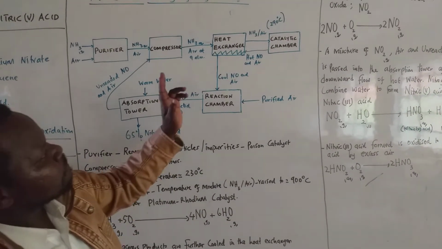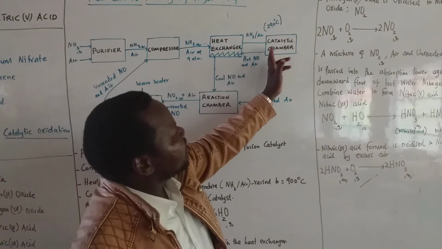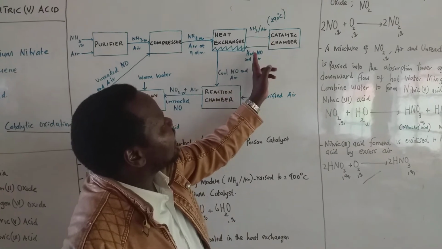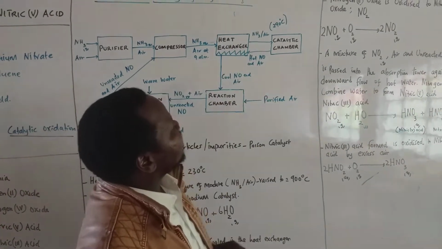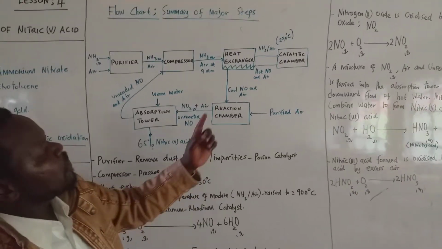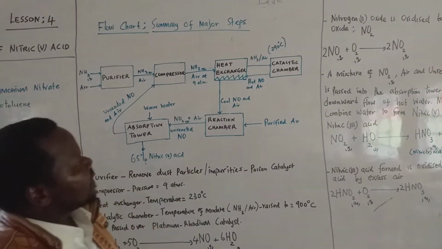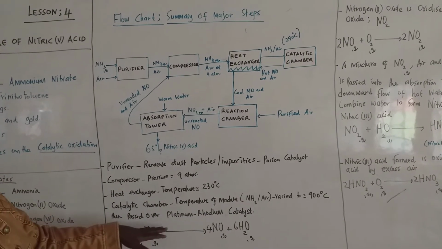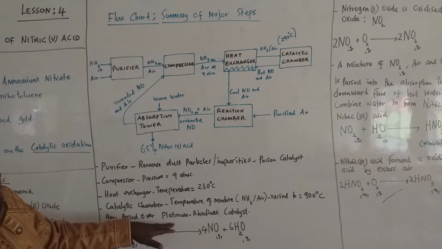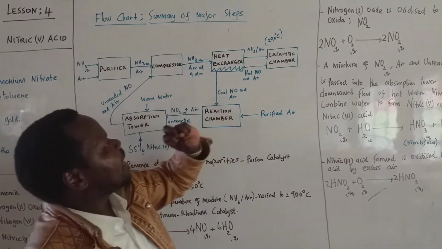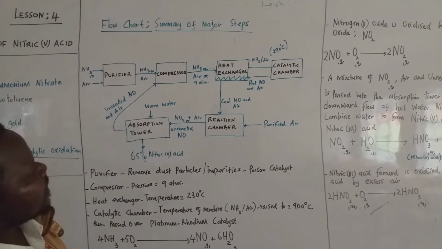Now, this mixture of air and ammonia at the temperature and pressure indicated will go into the catalytic chamber, where now you have the catalyst. The catalyst which is required there is what we refer to as the platinum rhodium catalyst, which will be used here.